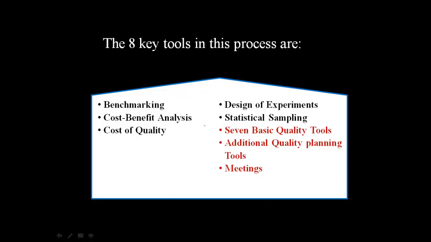Then we have the 7 basic quality tools. In these 7 basic quality tools, there are 7 separate tools, which we will discuss in the control quality process. So we can leave it. Then we have the additional quality planning tools. These are the same as those. I would request you to go through your PMBOK for these. And then we have the common one, which is the meetings.